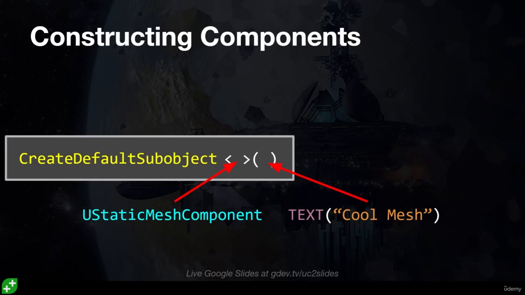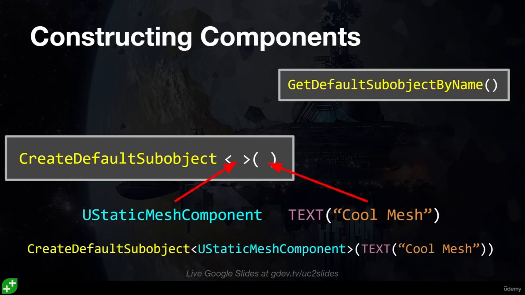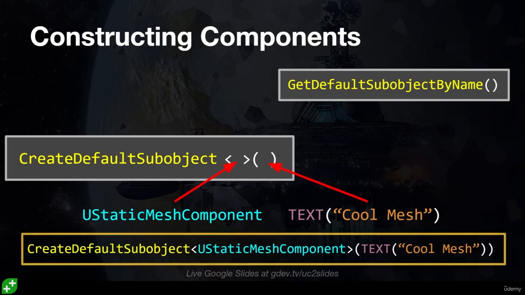Now, as I mentioned, this is an internal name used by Unreal Engine. There are other functions that use this. For example, there's a function called GetDefaultSubobjectByName. It retrieves a subobject belonging to a particular object, and you can call it passing in a particular name, and it'll look for the subobject with that chosen name. So the overall function call to CreateDefaultSubobject looks like this. The type goes in the angle brackets and the name goes in the parentheses.